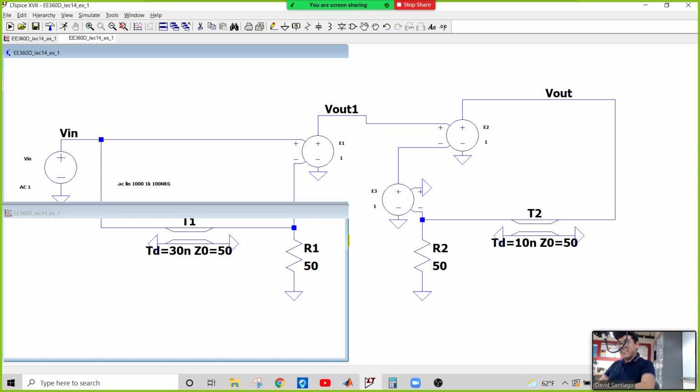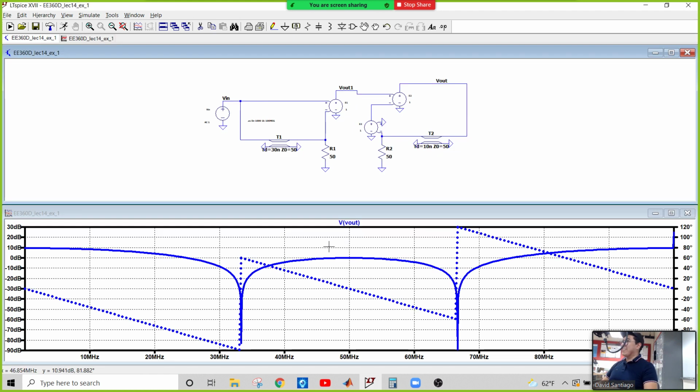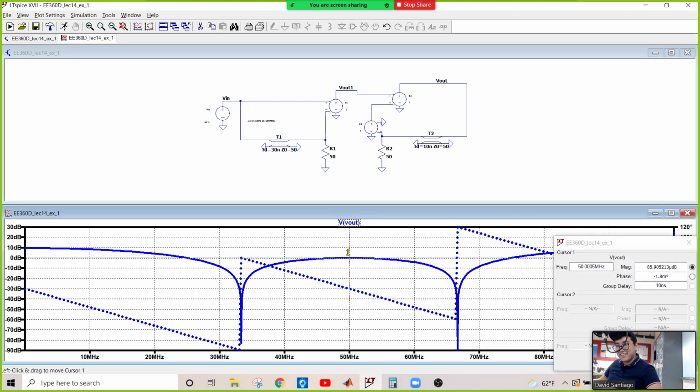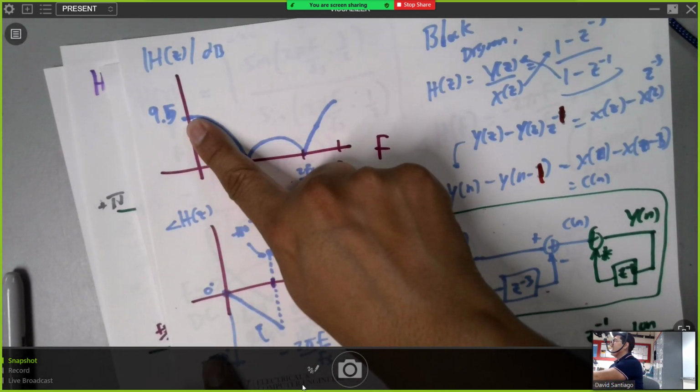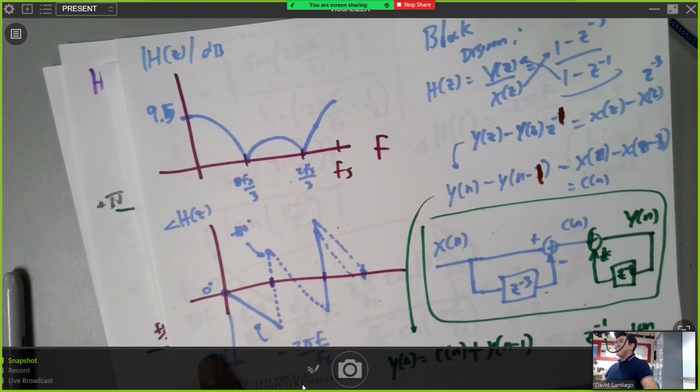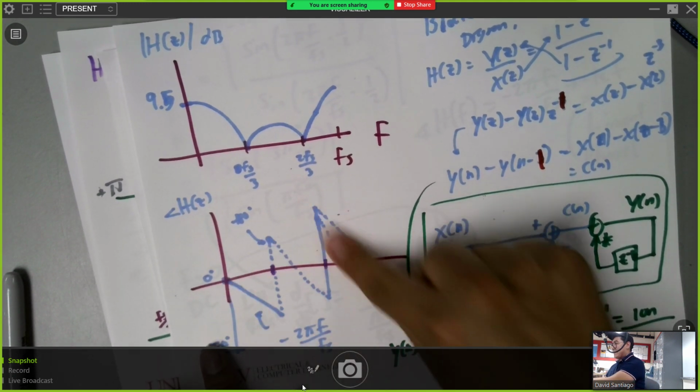So if we were to run this, you get the following. And what's that value that we have right there? That looks like 9.5. Did we do it right? Boom, 9.5. Cool. See? Easy, right? And here's our little phase.